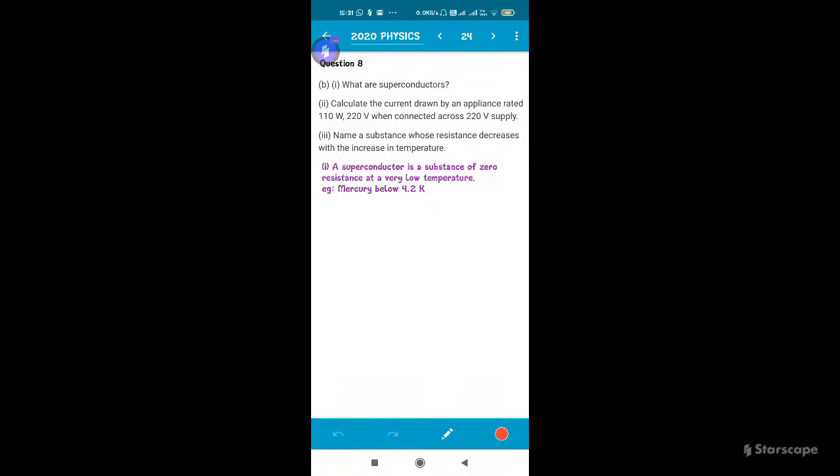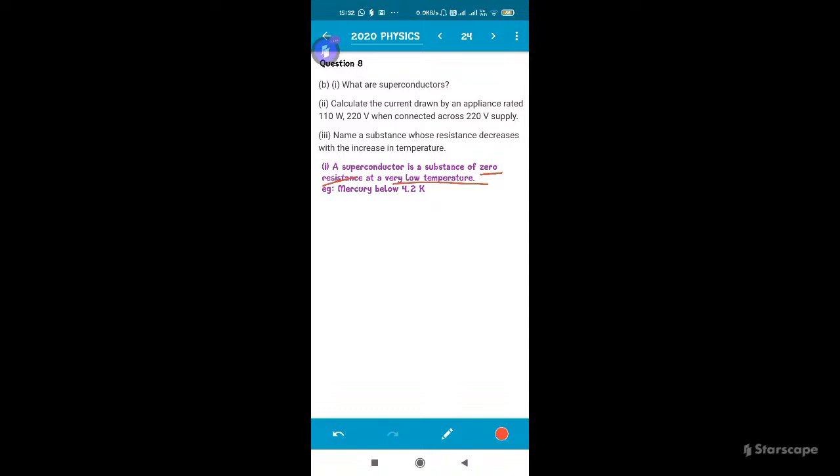Okay. So what are superconductors? A superconductor is actually a substance which has zero resistance but at a very low temperature, which is practically very difficult to achieve. So I have also given an example. You have not been asked to give an example, but you can add it. Okay, it won't decrease your marks anyway. So an example is mercury below a temperature of 4.2 Kelvin. This can be an example of a superconductor.